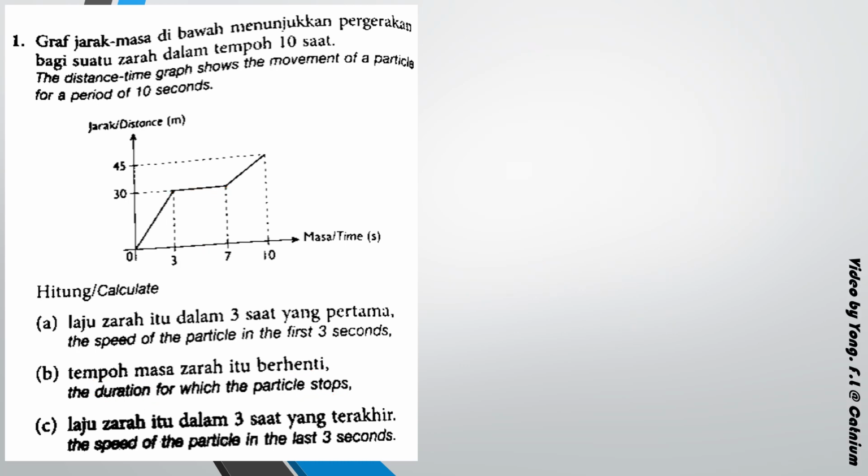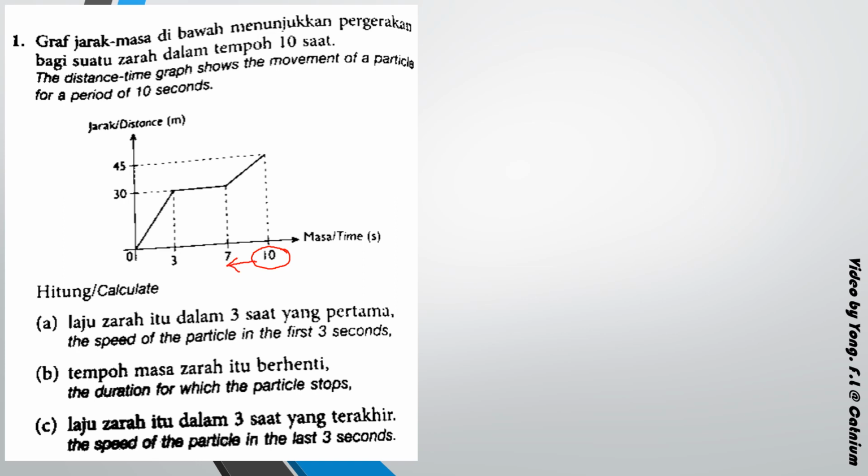Now for question number C. Look at question number C and be careful of the question's requirements, kehendak soalan. For C, they want the speed of the particle in the last 3 seconds. Maksudnya dia mau laju untuk 3 saat yang terakhir. Last 3 seconds means from the end. This is the ending point, going backward, pergi dari belakang ke depan.